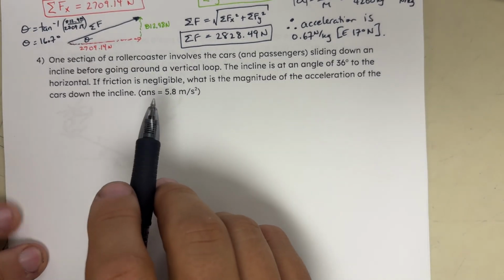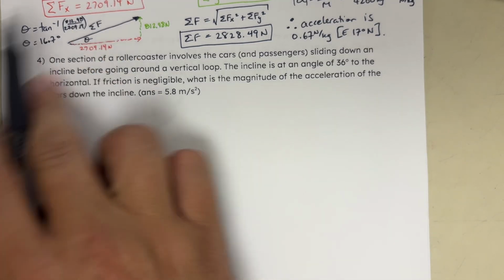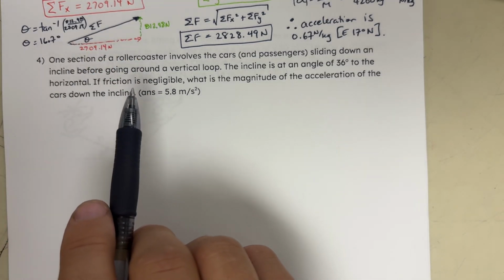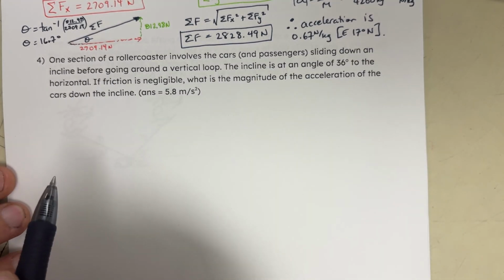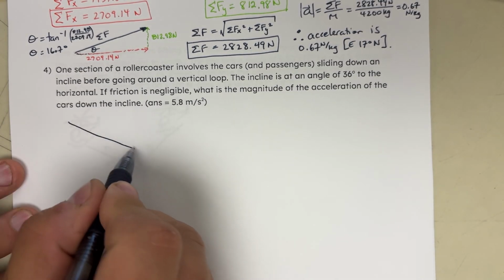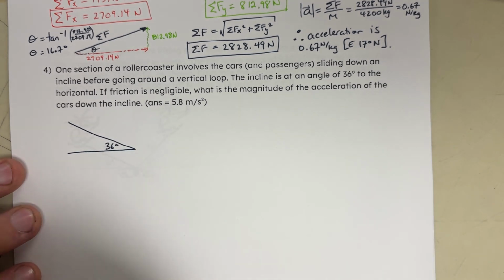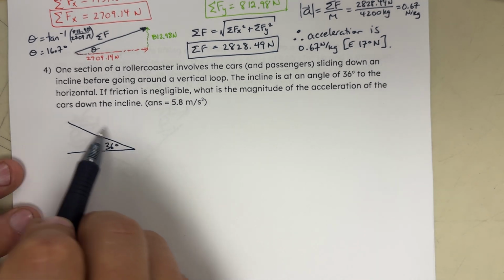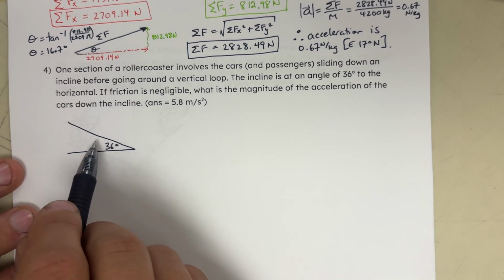Okay, so now we're going to get into more of an inclined plane sort of thing. So one section of a roller coaster involves cars and passengers sliding down an incline before going around a vertical loop. The incline is set up at 36 degrees to the horizontal. So if I kind of draw this, here's my incline at 36 degrees. So it's kind of going down here, and then it's going to swoop up and go into its little vertical loop. But I'm not concerned with that right now. I'm only concerned with this portion of it.